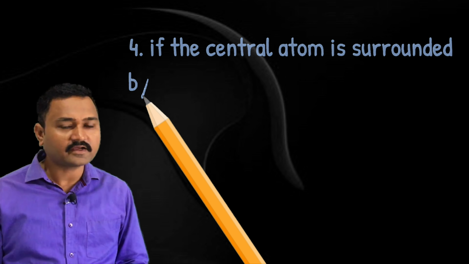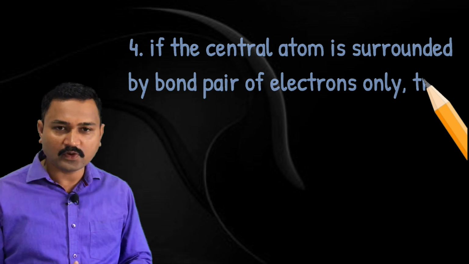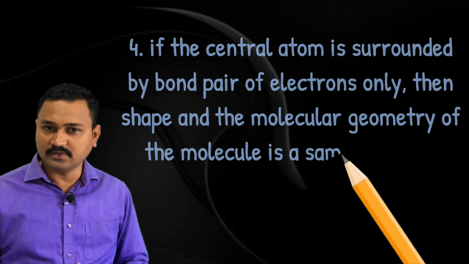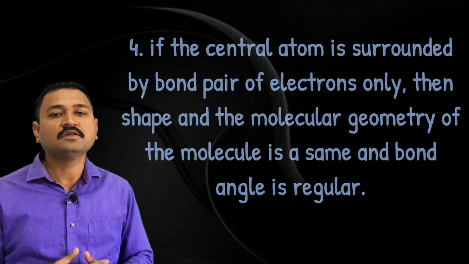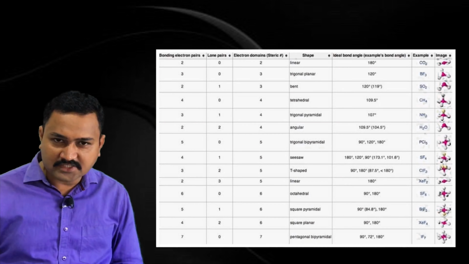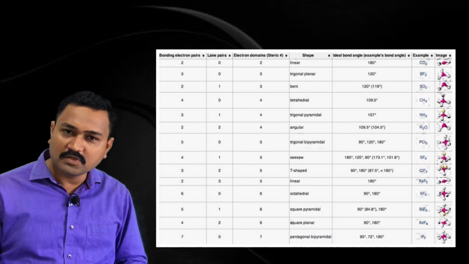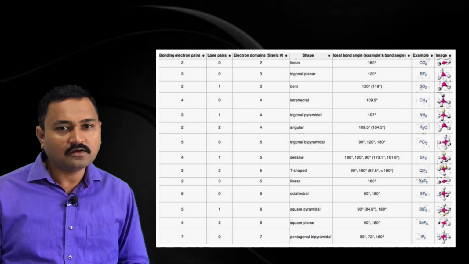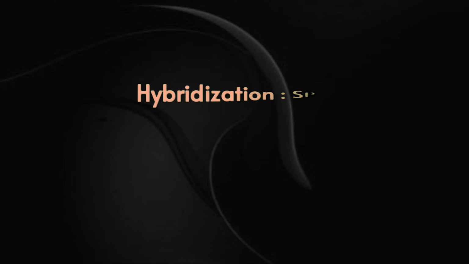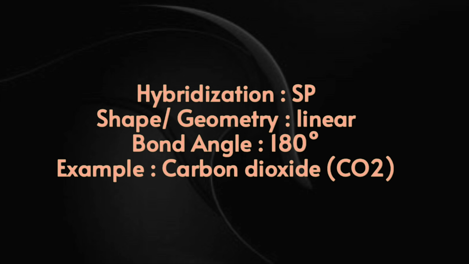If the central atom is surrounded by bond pairs of electrons only, then the shape and the molecular geometry of the molecule are the same and the bond angle is regular. In the next table, I have shown the type of hybridization, the geometry of the molecule and the bond angle for the different hybridizations with their examples. So here, first, if the hybridization is sp, then the shape and the geometry of the molecule is linear and the bond angle is 180 degrees, and the example I have already given in the chart.